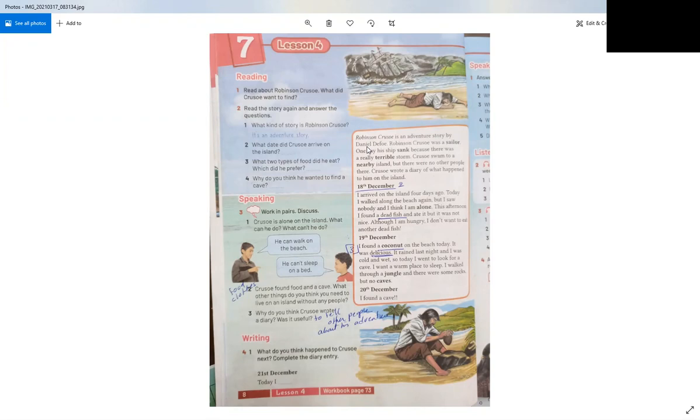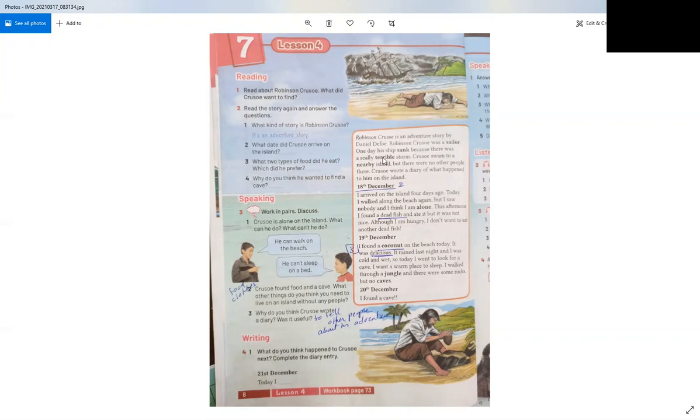One day, his ship sank because there was a really terrible storm. Terrible means very bad storm. Crusoe swam to a nearby island. Nearby means that it was not far from him. But there were no other people there. There were no other people, it means that he was alone.